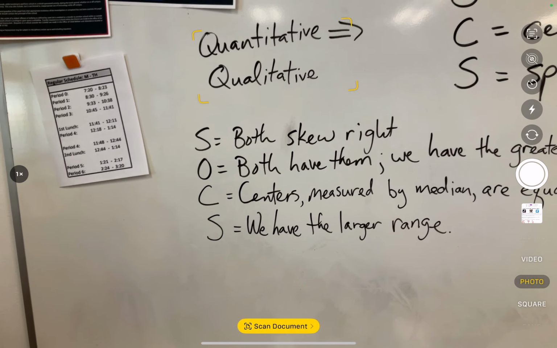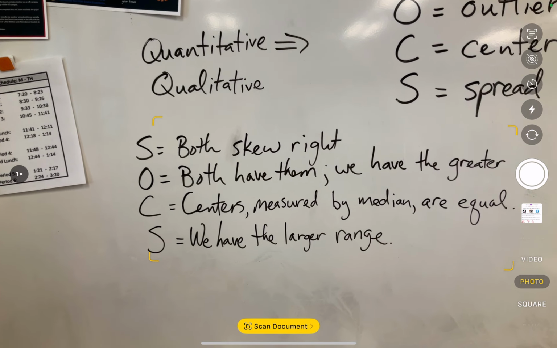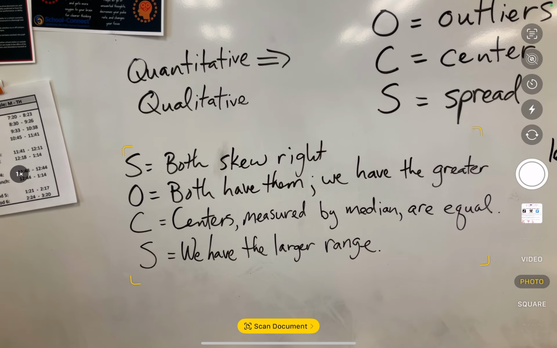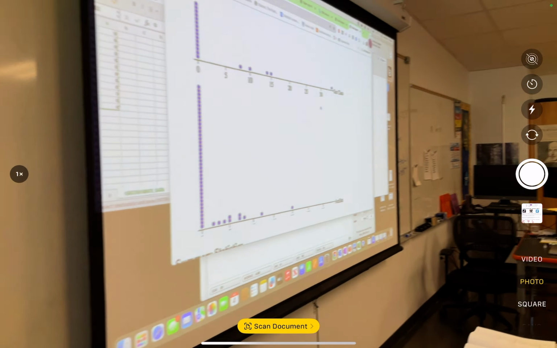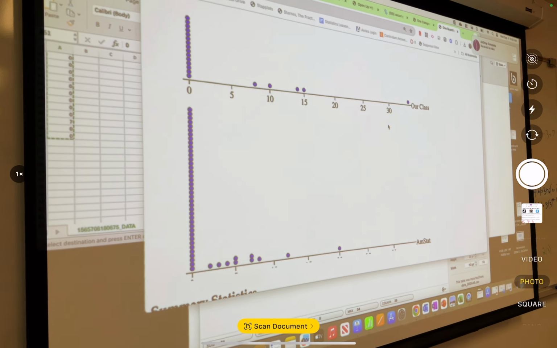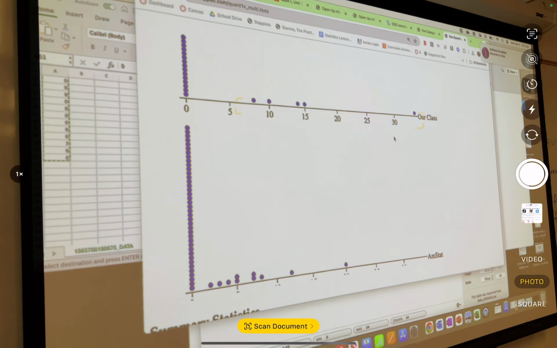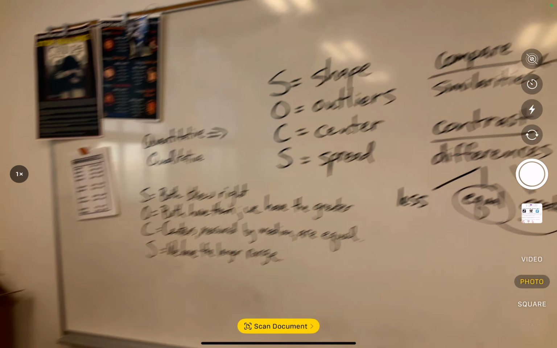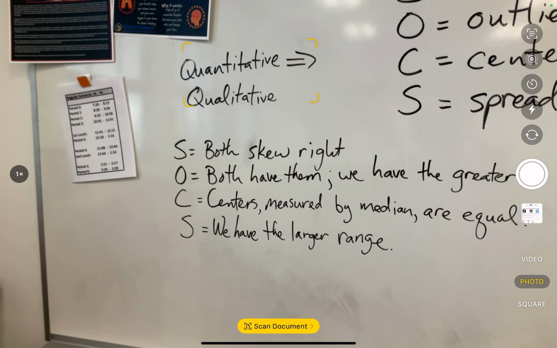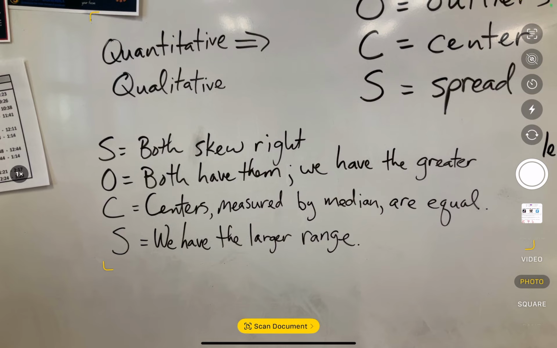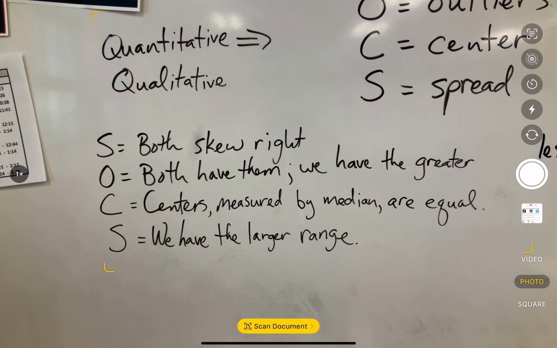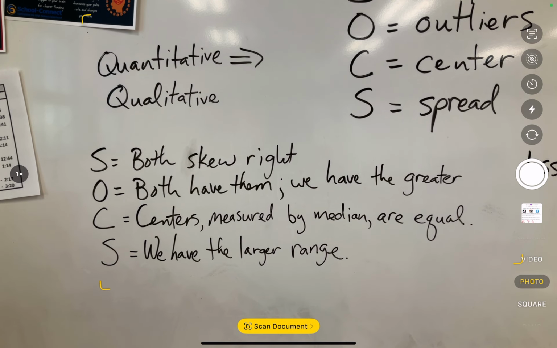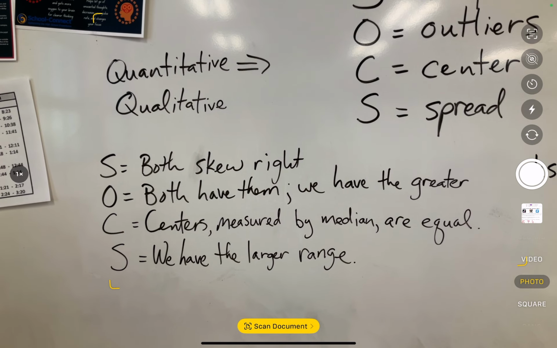Outliers, both have them, and our class had the greater outlier somewhere in the 30s. An easy way to tell what's an outlier, and I'll show you this in a minute, is if we change this display to box plot. For centers, we measured that by the median. Both of these had a median equal to 0, so they were equal. And then finally, spread, we had the larger range by virtue of that outlier.